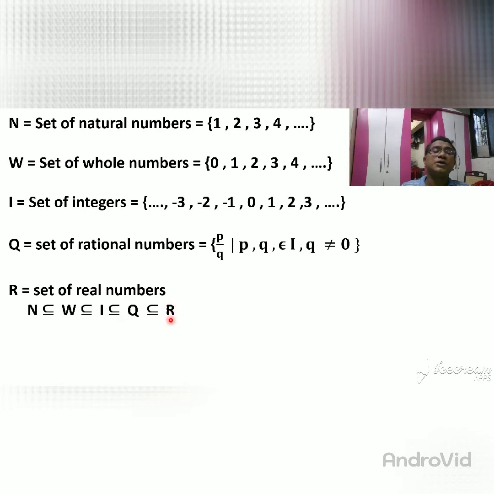So if you observe, you can think that the real numbers are the universal set of all numbers. See why? Because natural numbers are a subset of whole numbers, whole numbers are a subset of integers, integers are a subset of rational numbers, and rational numbers are a subset of real numbers. Real numbers means numbers that are rational and irrational. Okay, this is the sequence.